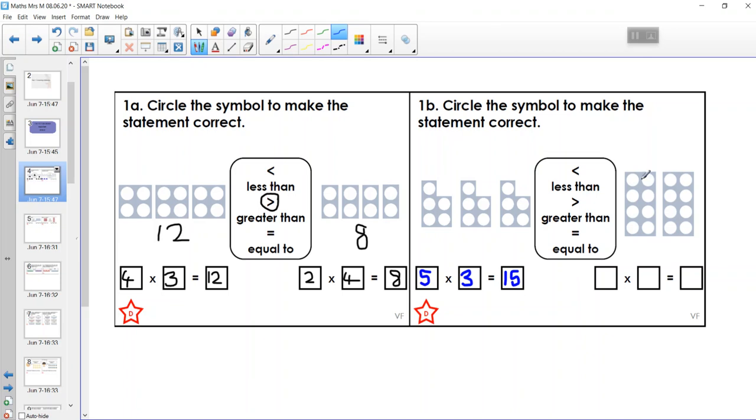And on this side, I've got 8, and I've got 8 2 times. 8 times 2 is 16. So I now have to decide, is 15 less than 16? Is 15 greater than 16? Or is 15 equal to 16? And we know that 15 is less than 16. Well done if you got that.